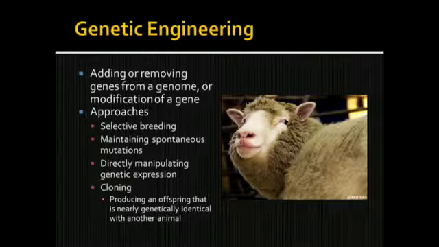Dolly the sheep, pictured here, is an example of an organism that was successfully cloned, i.e. the identical gene was used to produce yet another Dolly. And so you produce these offspring that are nearly genetically identical to another animal. You can imagine that this has some serious implications for the future of us as a species.